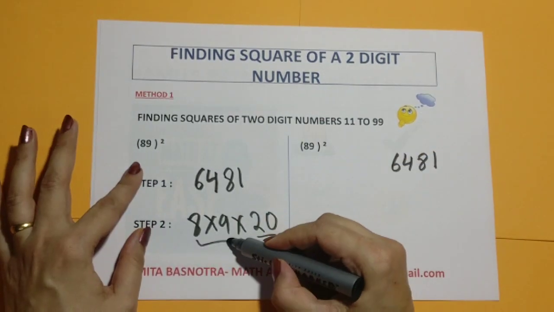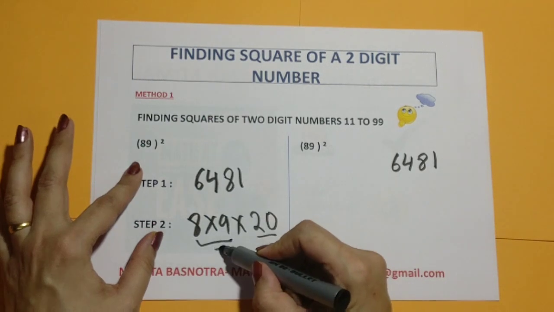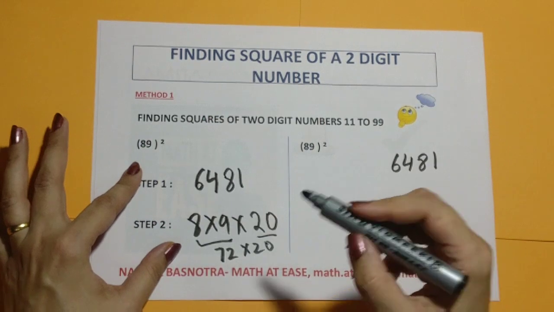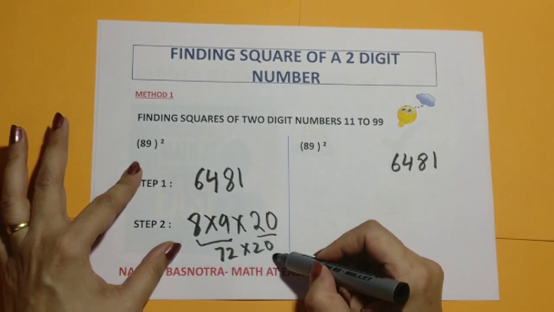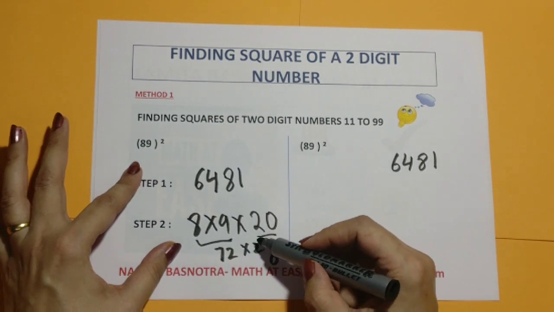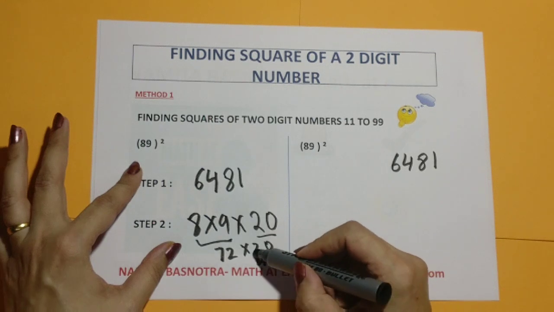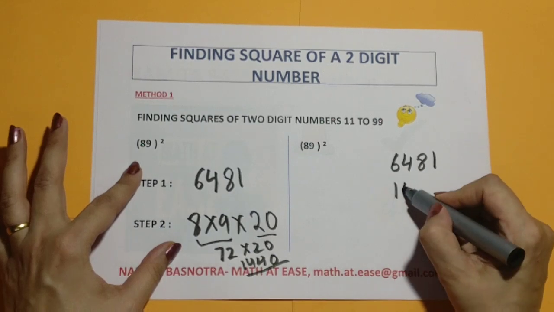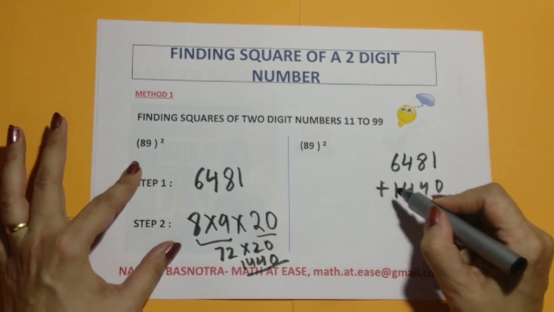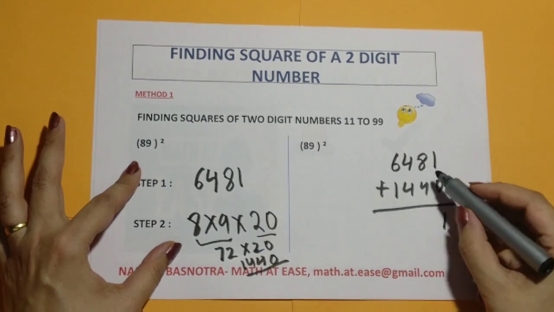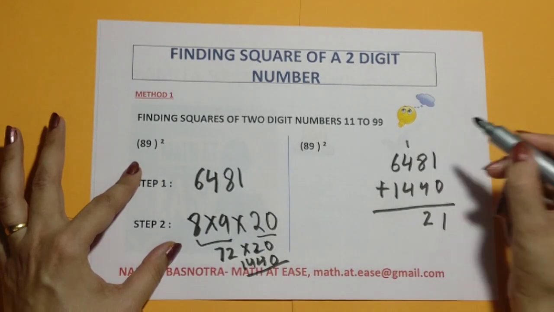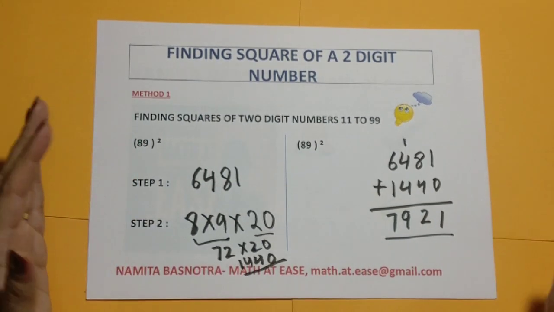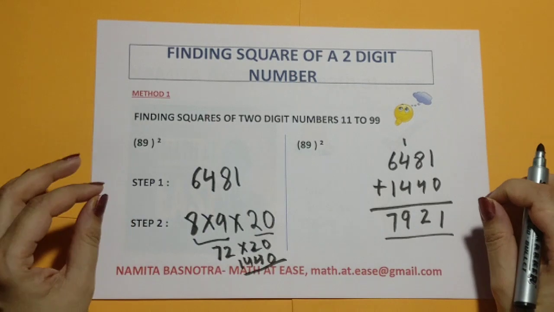So 8 9s are 72. Those who cannot do it mentally can just write 72 into 20 and then multiply. You multiply by 2 and put a 0. So I'm putting a 0 first, and then I'll write 2 2s are 4 and 2 sevens are 14. So the number I get is 1440. Remember we have to add, and then 89 square is 7921. So friends, it is this simple.